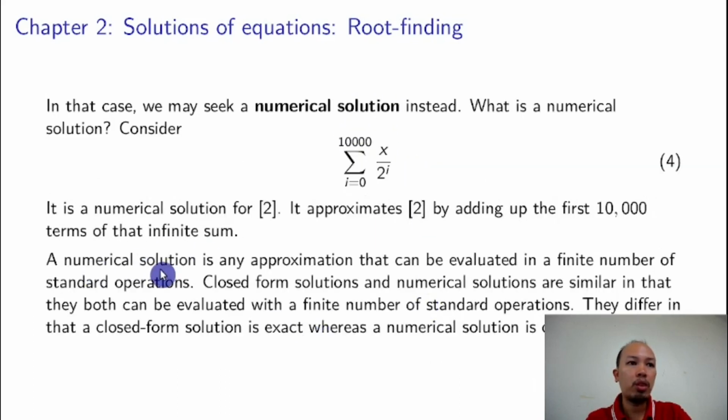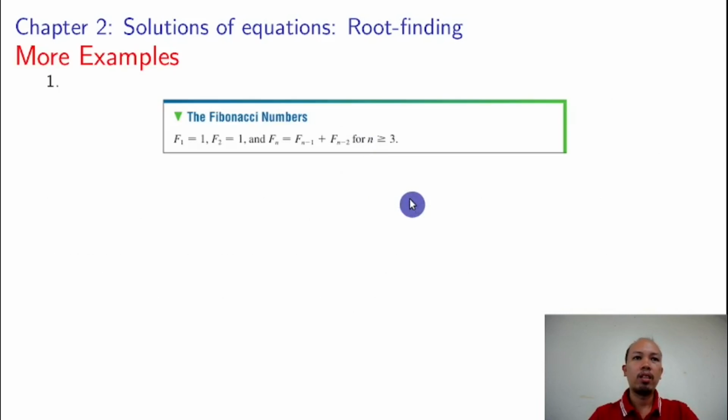So what do we mean by numerical solution? It says here it is any approximation that can be evaluated in a finite number of standard operations. So this is finite: although we have 10,001 additions, this is finite. And if you have a calculator or a computer, then you can easily evaluate this one.